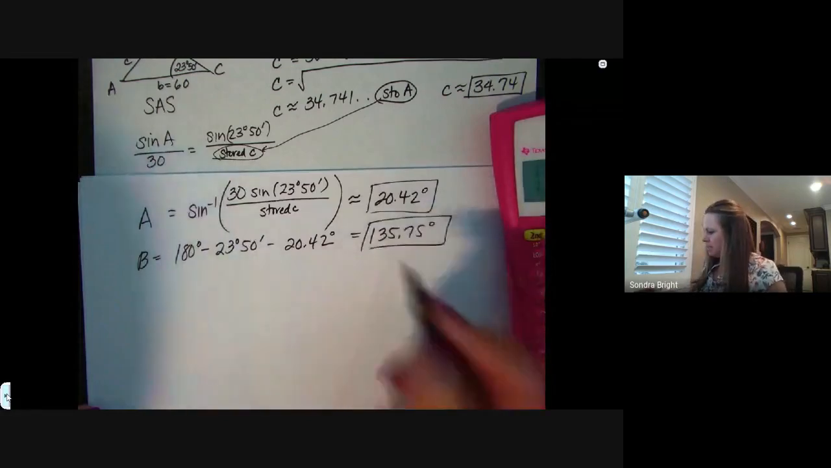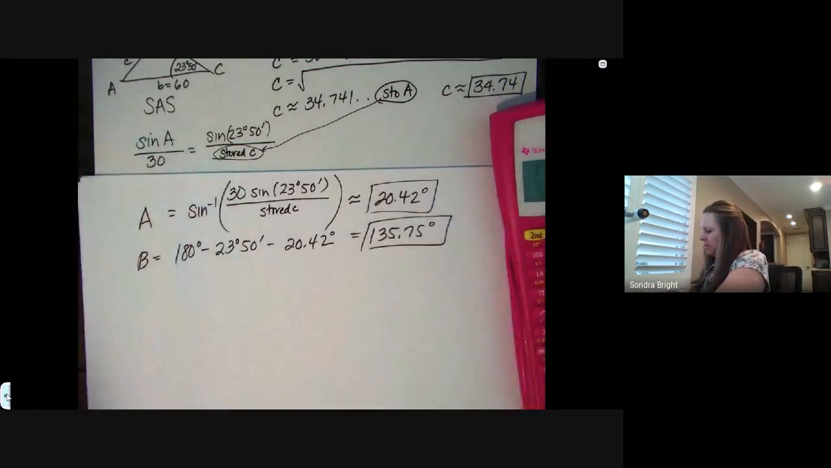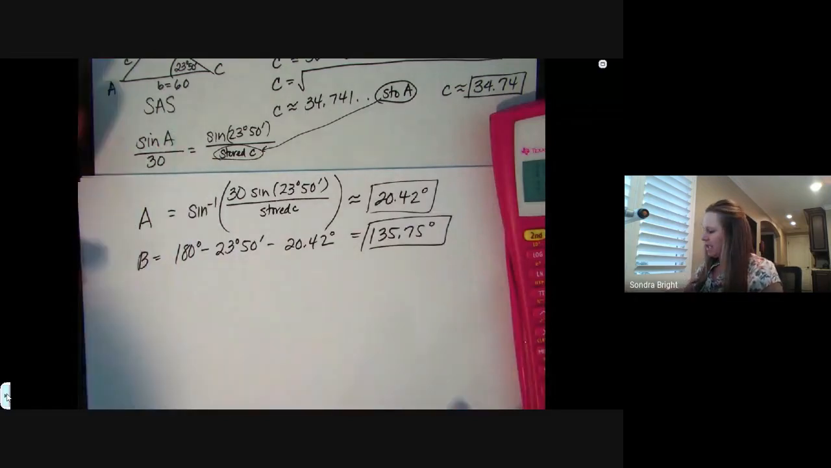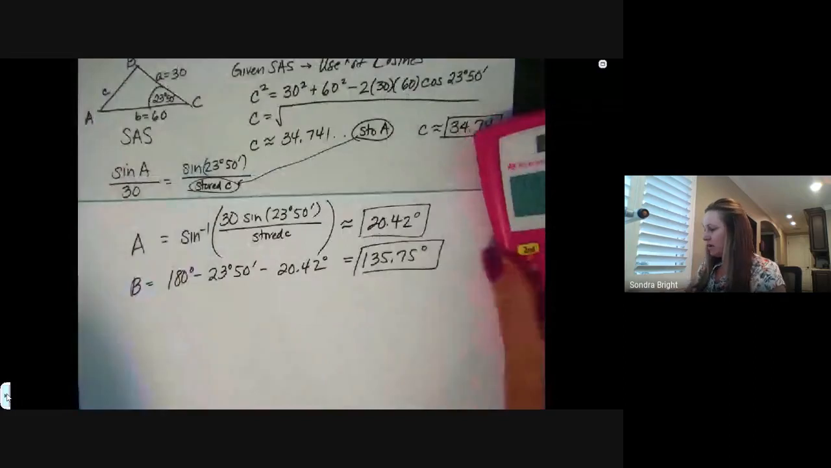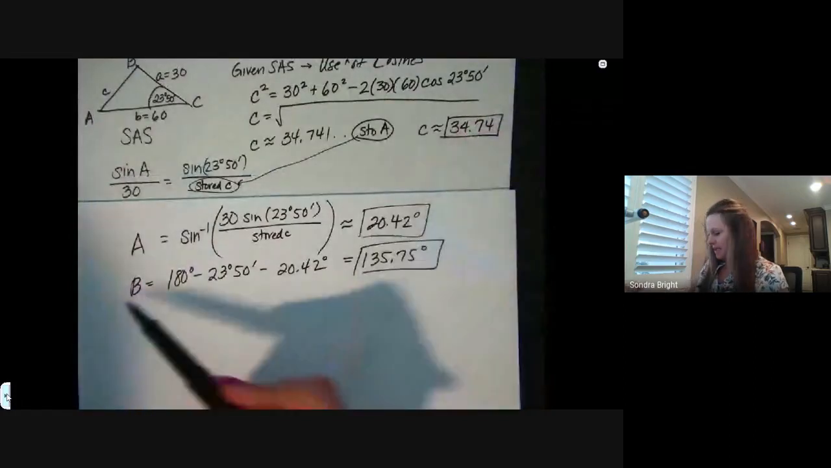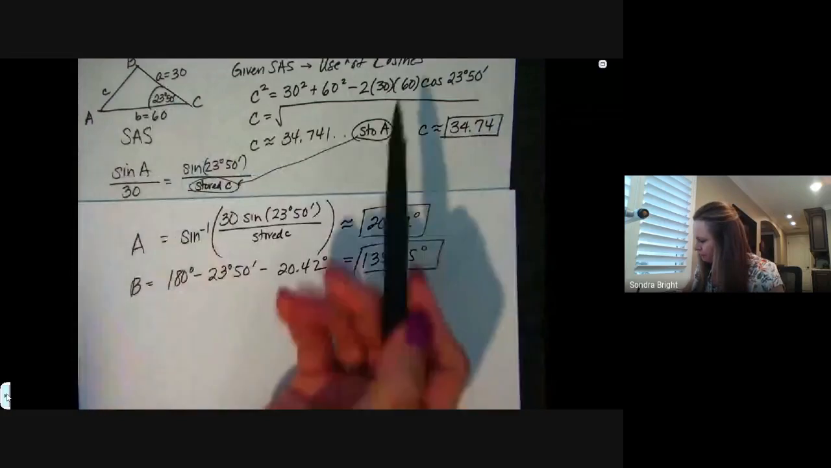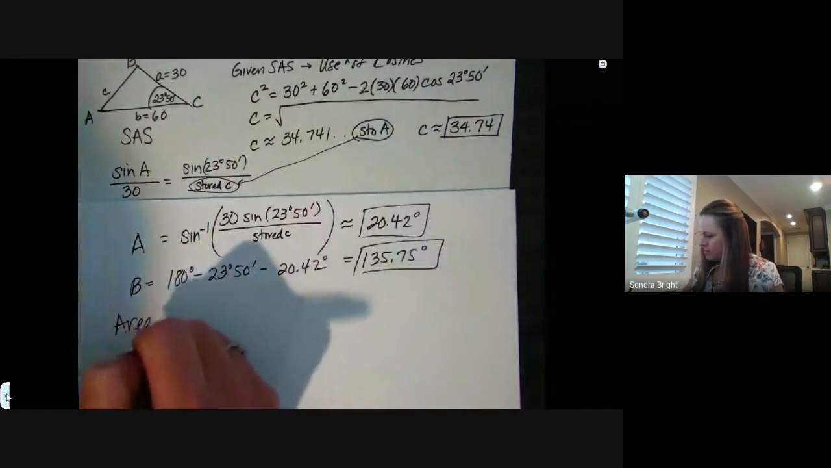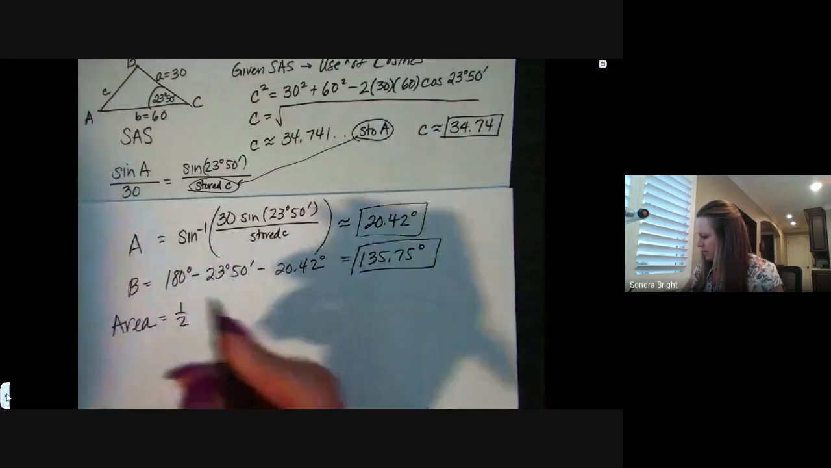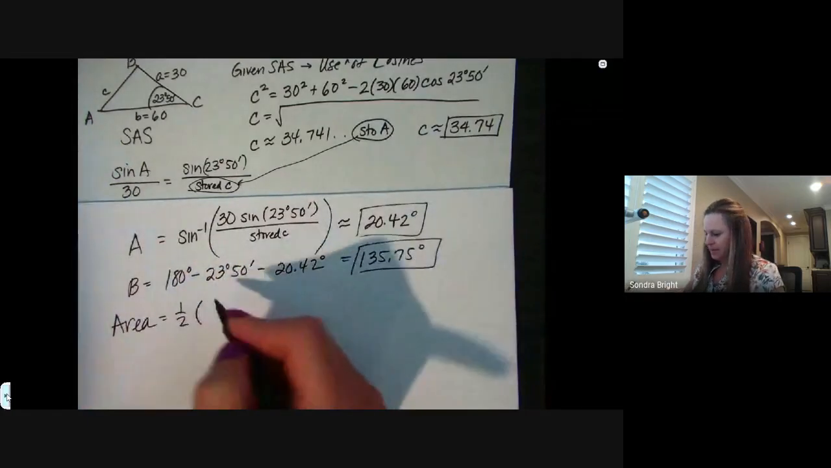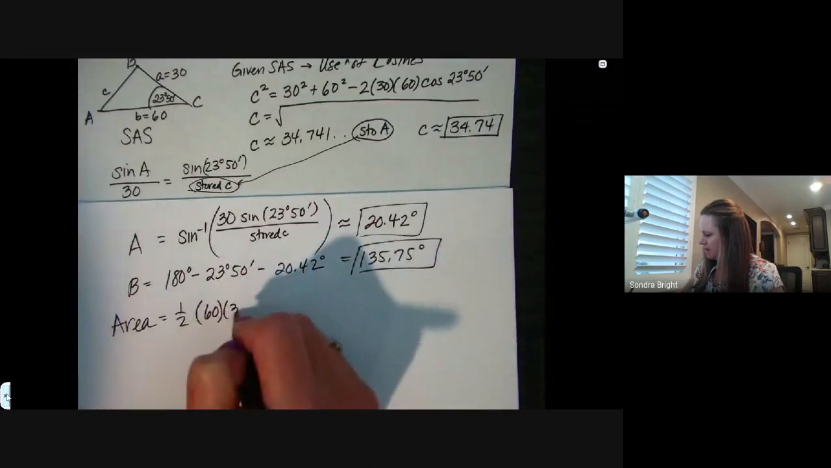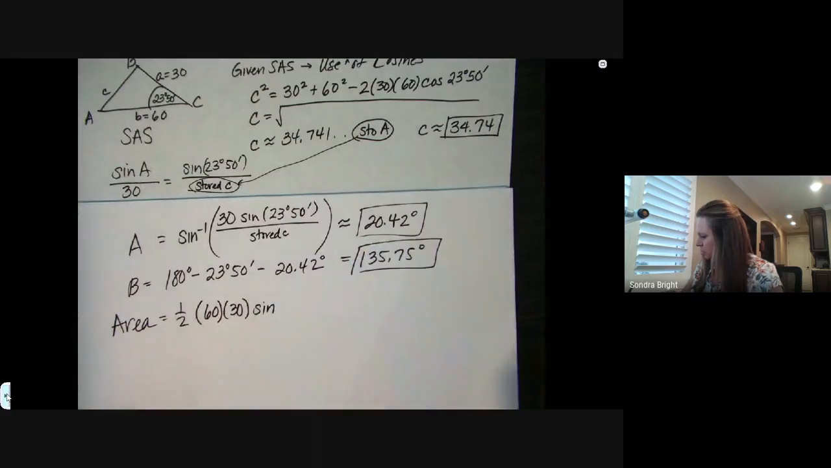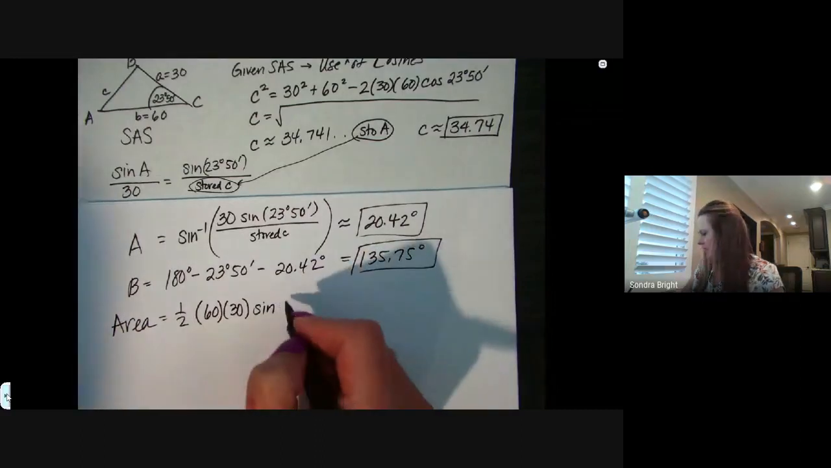All right, so we found, did we find everything? We found the missing side for C. We found angle A, we found angle B, we had angle C. All right, the last thing I got to do is find the area of the triangle. And the area is 1/2 B times A times sine of angle C, which is 23 degrees and 50 minutes.